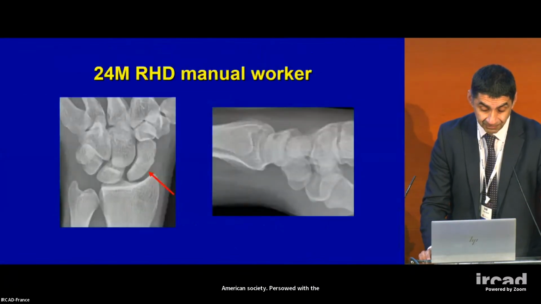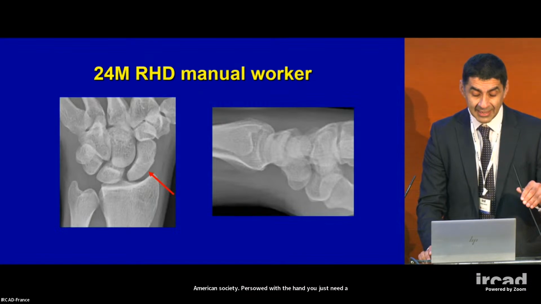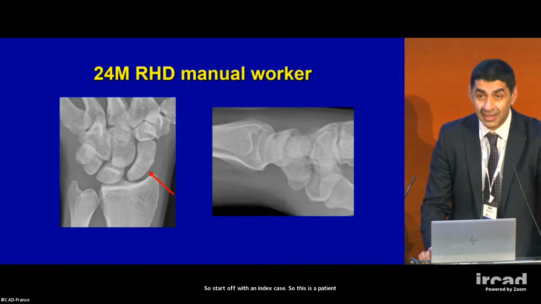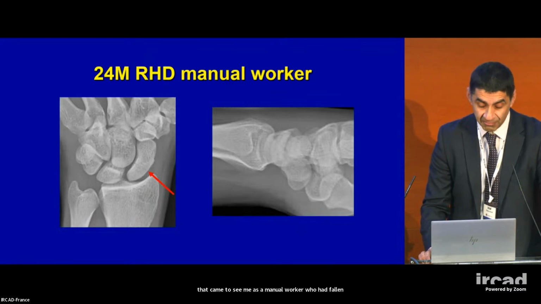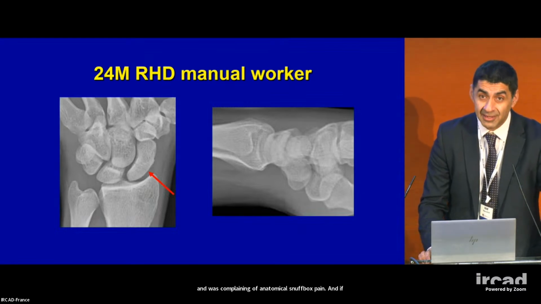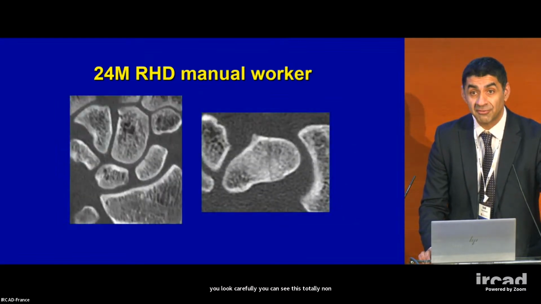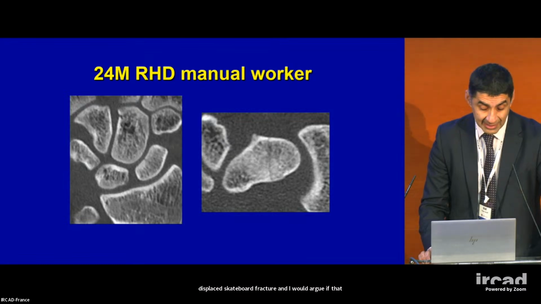So, start off with an index case. This is a patient who came to see me, a manual worker who had fallen and was complaining of anatomical snuff box pain. If you look carefully, you can see this totally non-displaced scaphoid fracture. And I would argue that if that was your wrist, or definitely my wrist, I would pick a cast. And that's what we did.